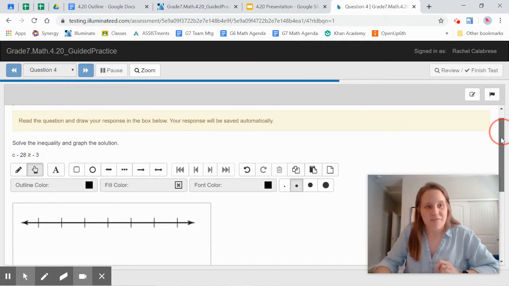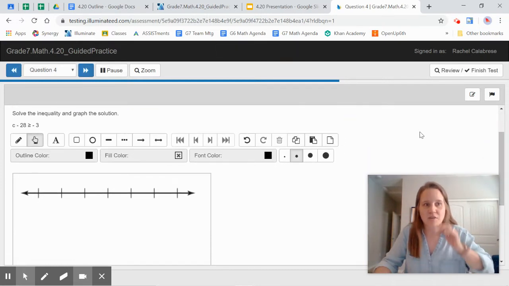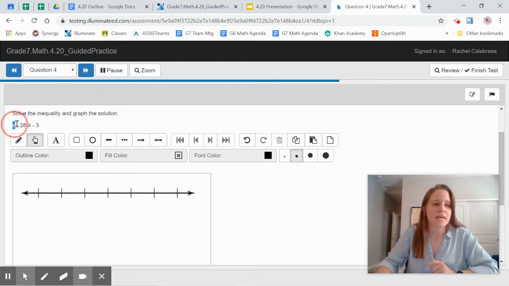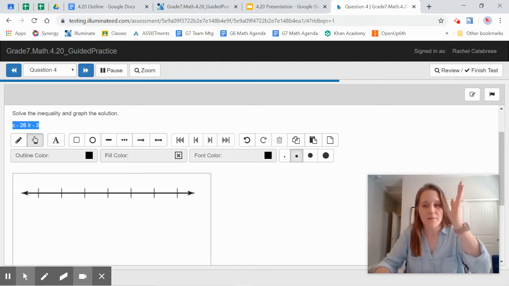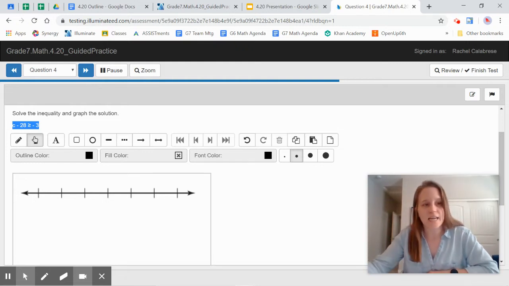And really, that's because I've got to mess with this number line graph. So here we go. Question 4 says solve the inequality and graph the solution. When it says solve, it means I'm going to take this inequality sentence and solve it just like I solve an equation to find the solution set for C. So go ahead and write down C minus 28 is greater than or equal to negative 3.